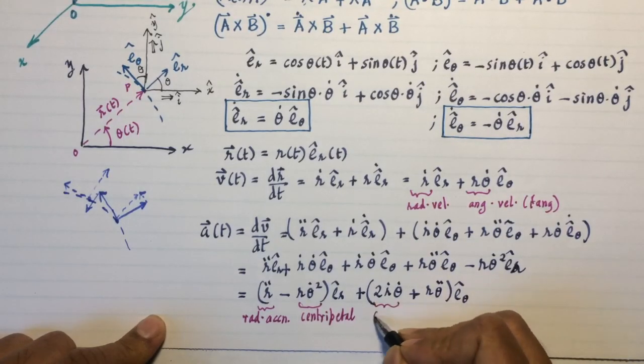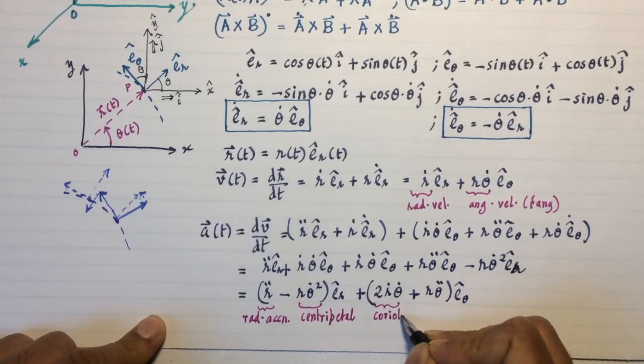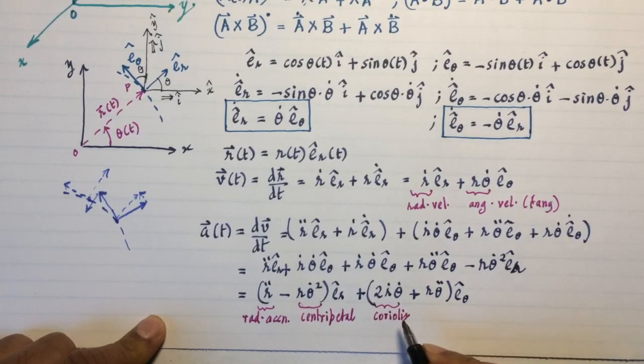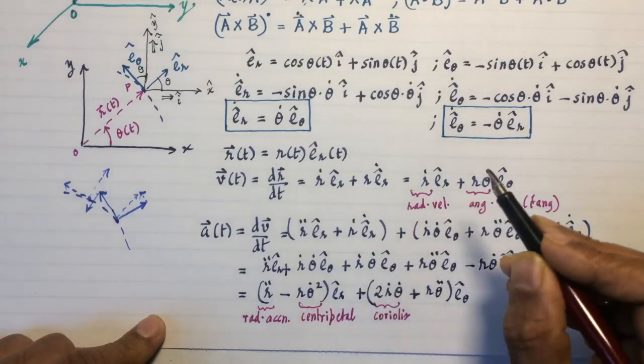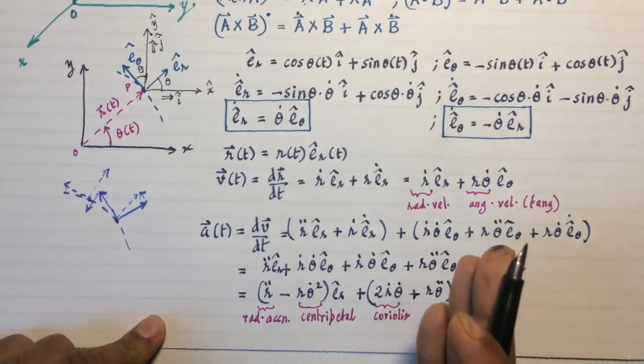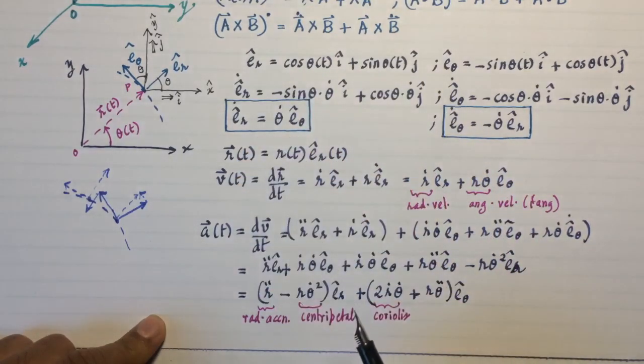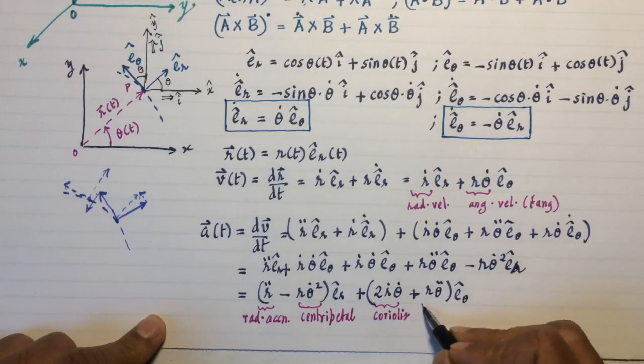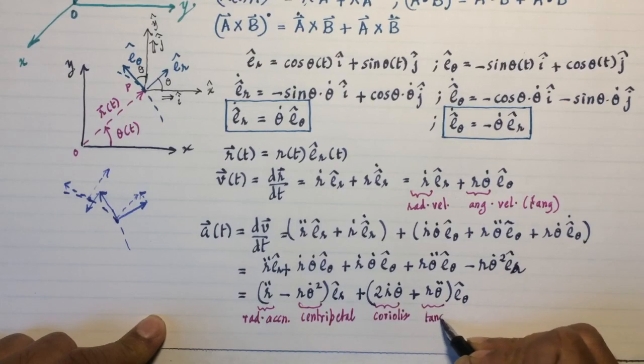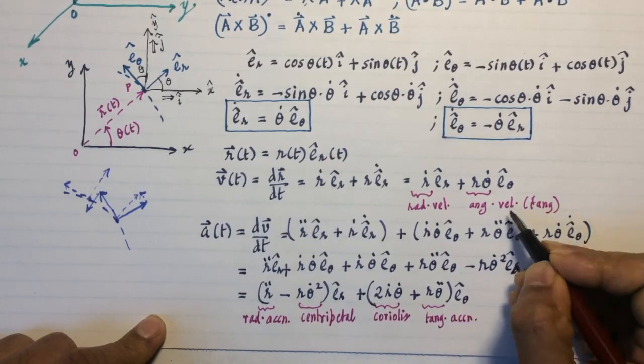This is an interesting term, and this is called the Coriolis acceleration. The Coriolis acceleration comes because you have a coordinate system that's rotating. Coriolis was a French engineer, and he first noted that when you fire a cannon, the cannonball doesn't go in a parabolic arc, but the parabolic arc shifts with respect to the Earth because of Earth's rotation. That's what this Coriolis term gives us. And that's the usual tangential acceleration, similar to the tangential velocity there.